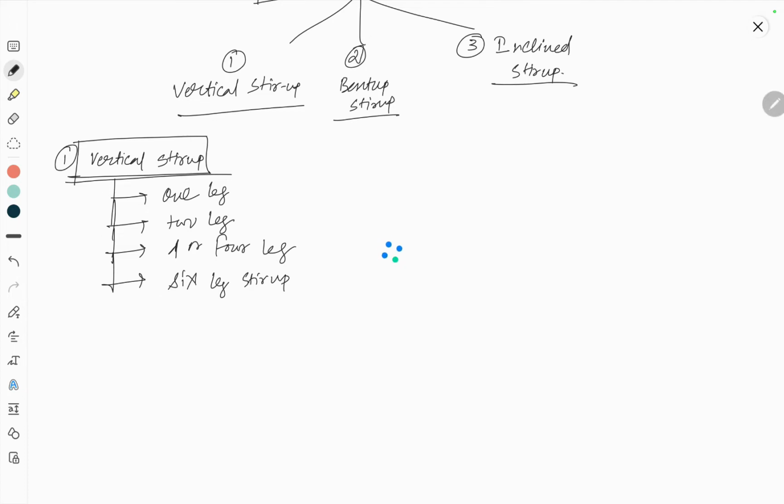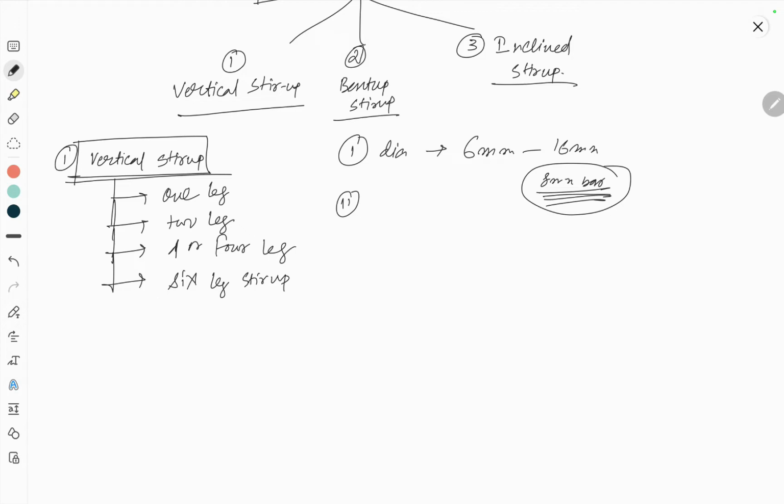Number one, the diameter of this stirrup may be 6 mm to 16 mm. Normally in RCC construction we provide the 8 mm bar, but in some special construction, like piles and dams, we use a higher bar. But mostly we use the 8 mm bar for making stirrup.